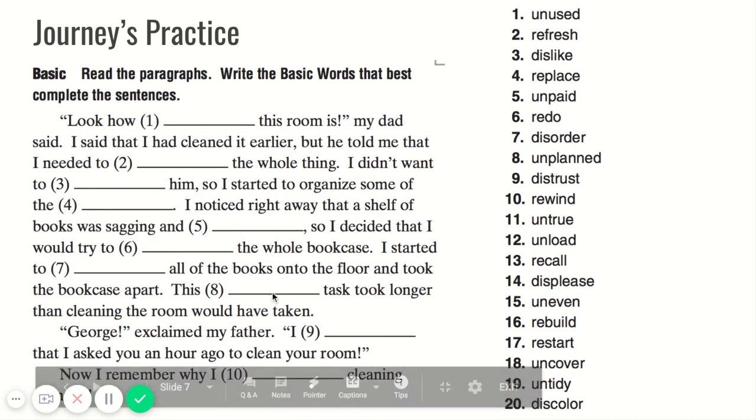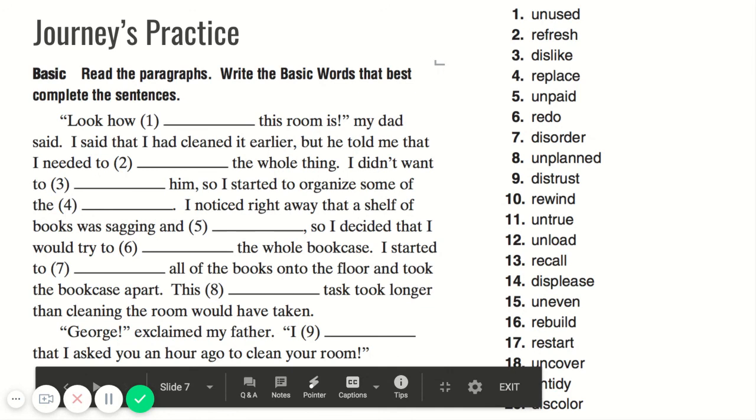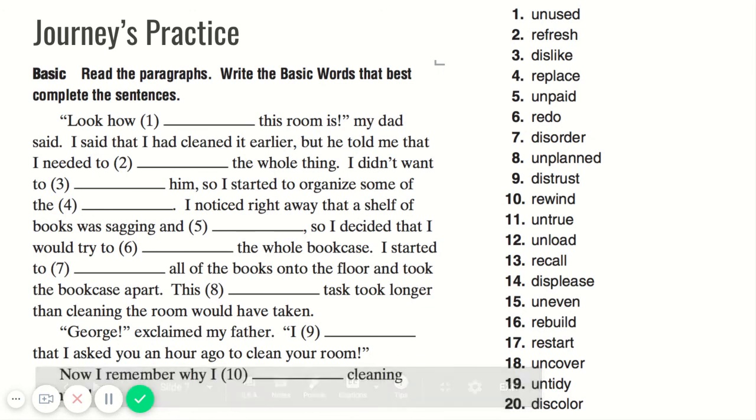Okay, so now I want you to go ahead and complete the rest on your own. Feel free to pause your screen to do so, and then you can text me a picture of this or send it to my email or send it to me on Dojo once you are finished.